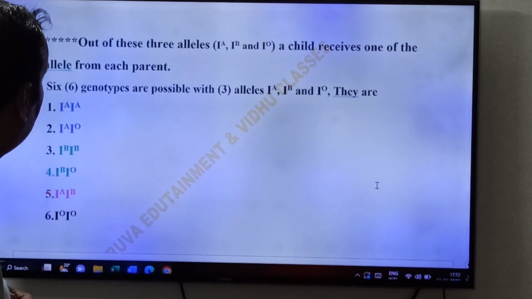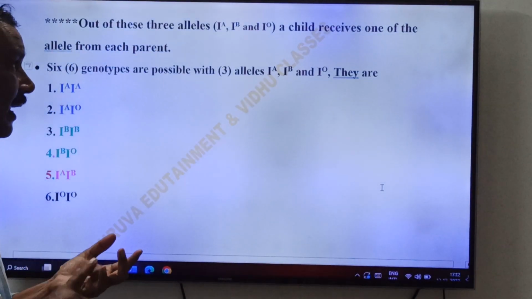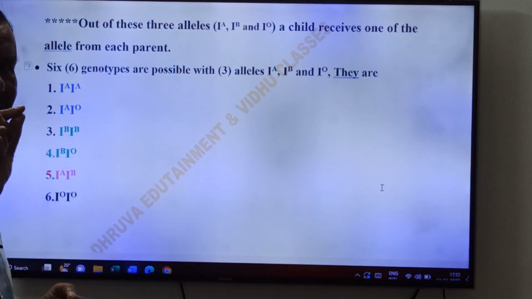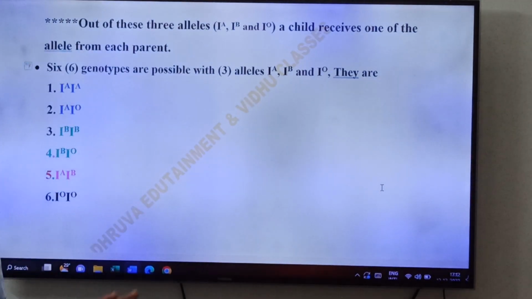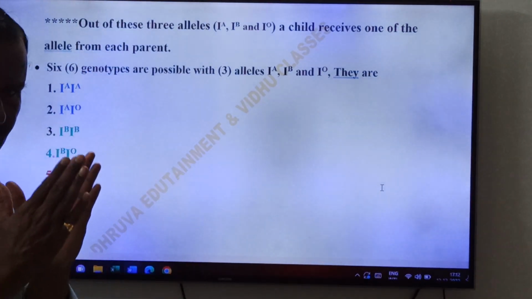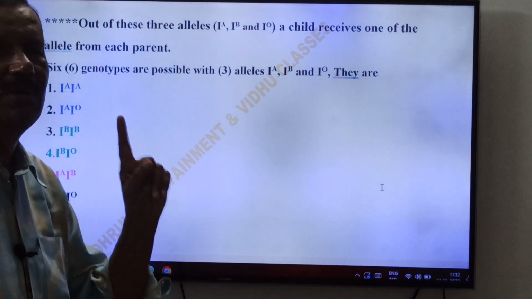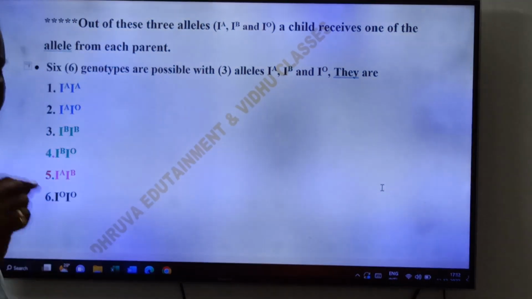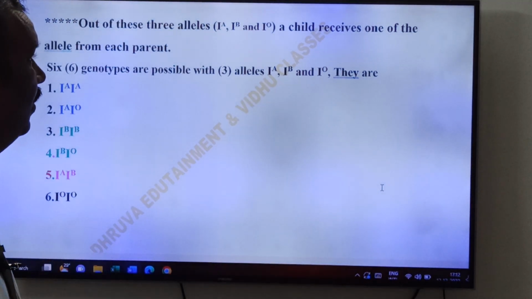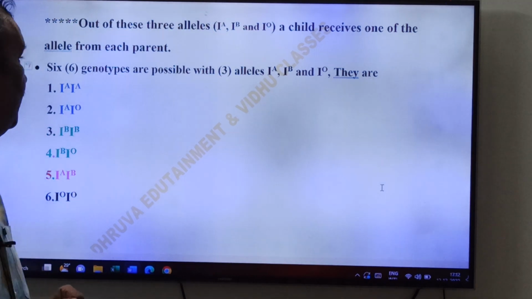Okay? Now see friends, out of these three alleles, IA, IB and IO, a child receives one allele from each parent. Friends, out of these three alleles, a son or a daughter receives 2 alleles, one from the father and one from the mother. Out of these 3 alleles IA, IB and IO, a child receives one of the alleles from each parent.